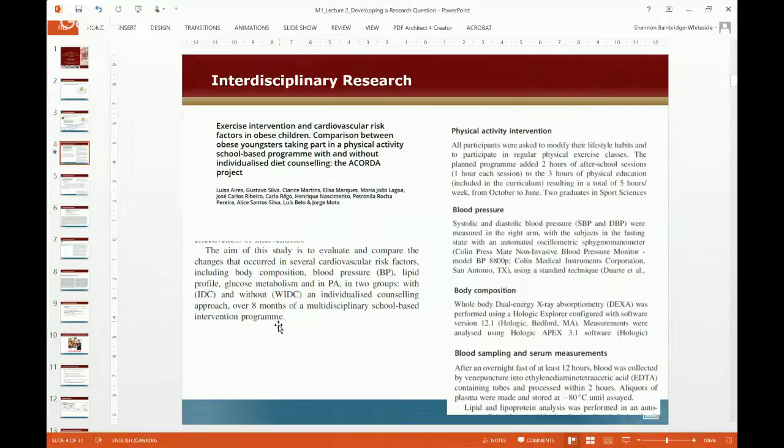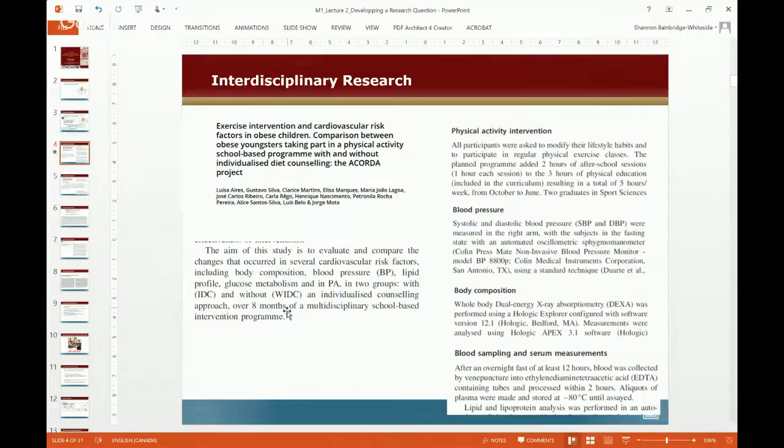Over here, as you take a look in this study, usually the last paragraph of the introduction of a study is going to very explicitly tell you what the aim or the study objective is. So in this case, it's to evaluate and compare changes in several cardiovascular risk factors, and those they identify as body composition, blood pressure, lipid profiles, and glucose metabolism in two different groups of children. So those who received that individualized diet counseling and those who did not.